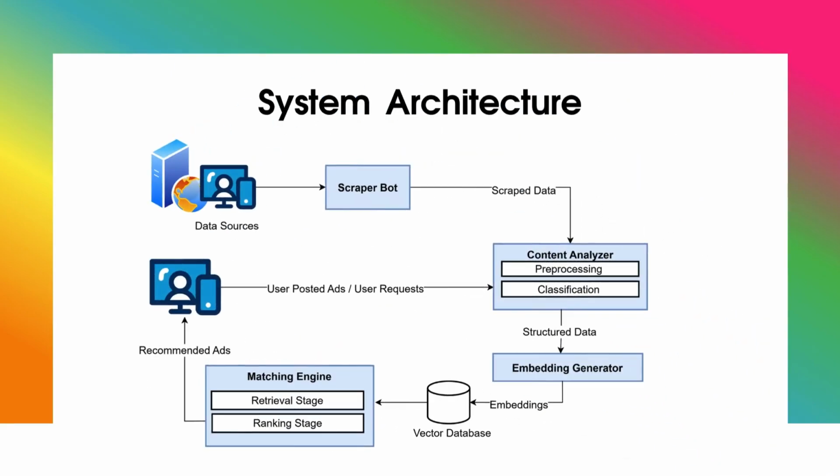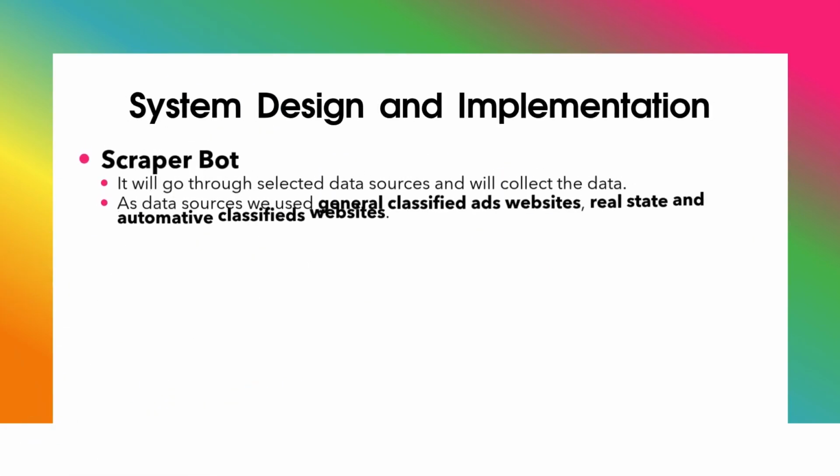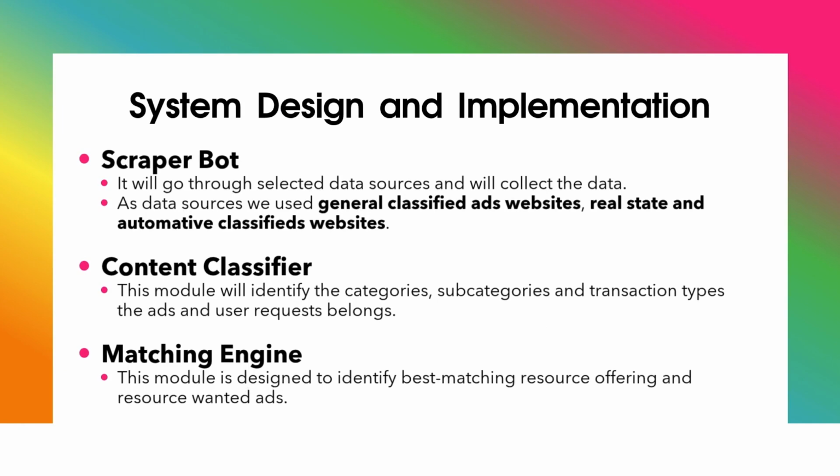Our system has three main modules. The Scraper bot collects ads from various classified ad sites. The Content classifier organizes the ads into main categories and subcategories. The matching engine finds the best matches between offering and wanted ads.